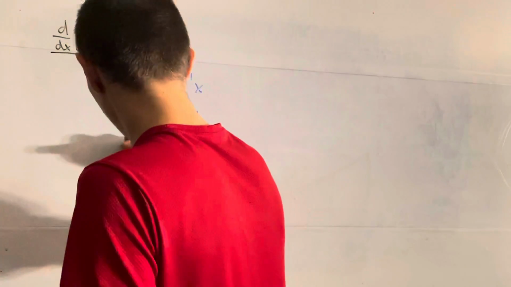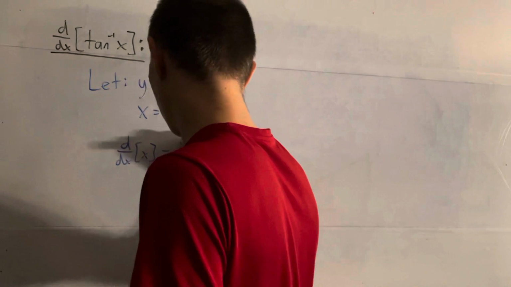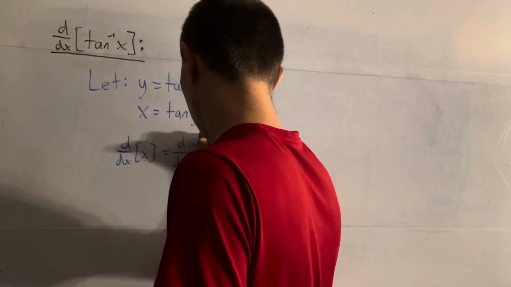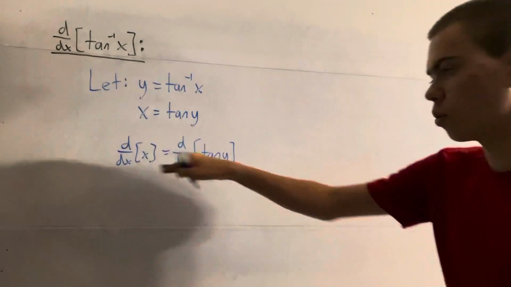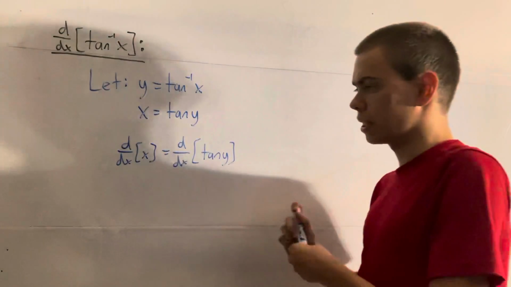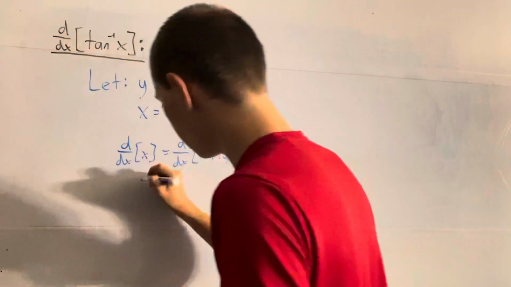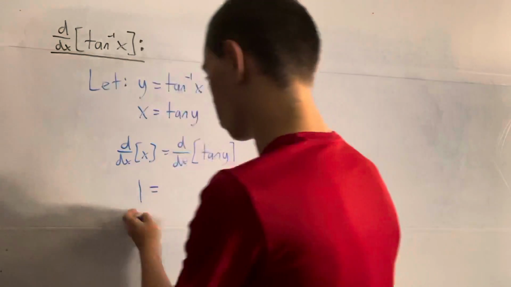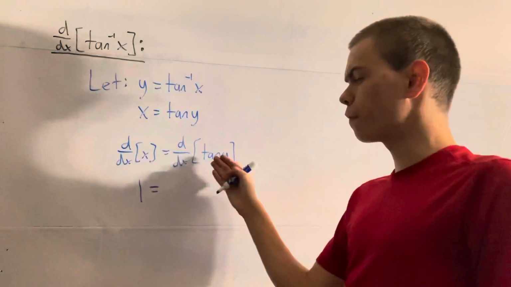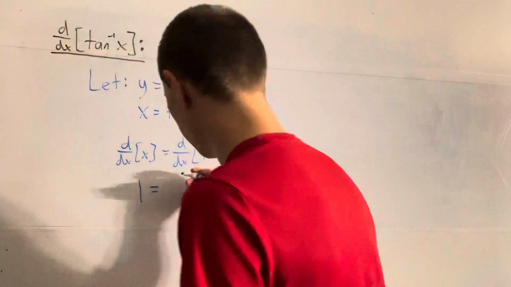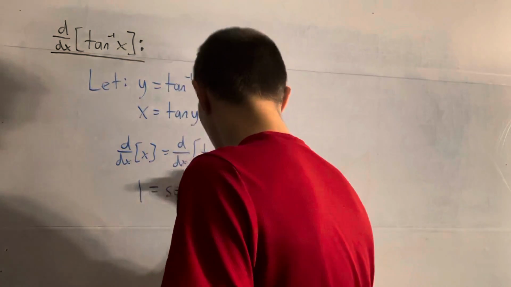So we're going to take the derivative of both sides of this equation with respect to x. We're going to evaluate the left side of this equation, and we know that the derivative of x is just going to be 1. The derivative of the tangent of y is just going to be the secant squared of y, right?